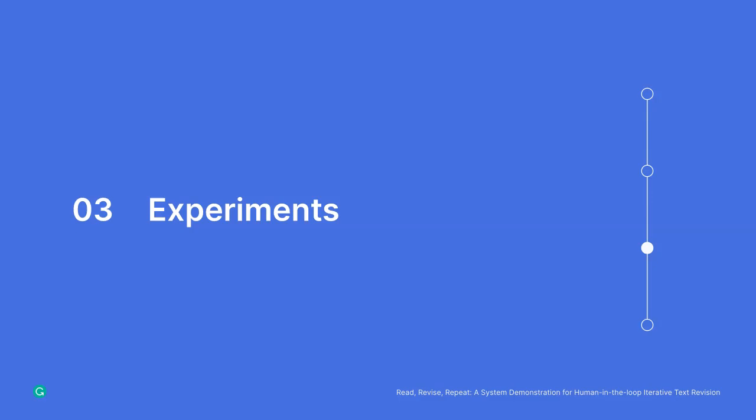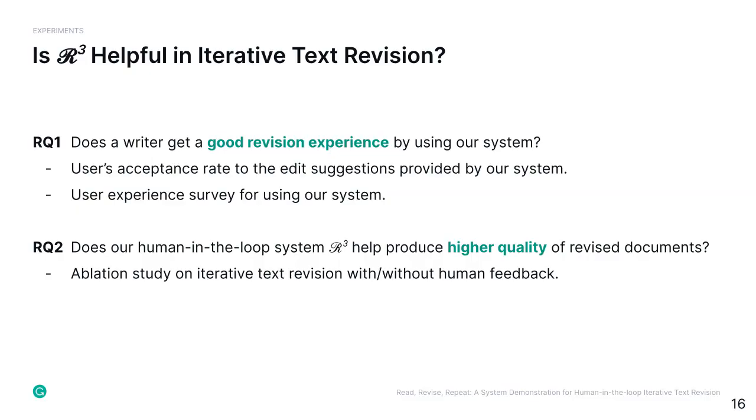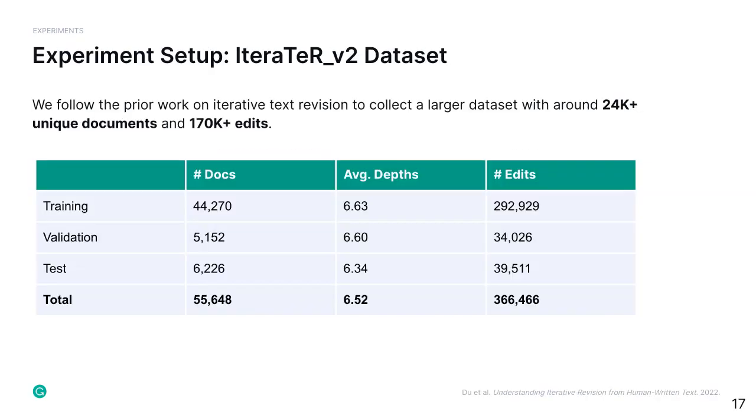Now I will introduce our experiments. We conduct experiments to answer the following two research questions. First, does a writer get a good revision experience by using our system? Second, does our human-in-the-loop system help produce higher quality of revised documents? To better computationally model the iterative text revision process, we follow the prior work and collect a larger iterative text revision data, the Iterator V2 dataset, which has a total number of 366,000 edits. Then we use this dataset to train our text revision model, which achieves better performance than the prior work.